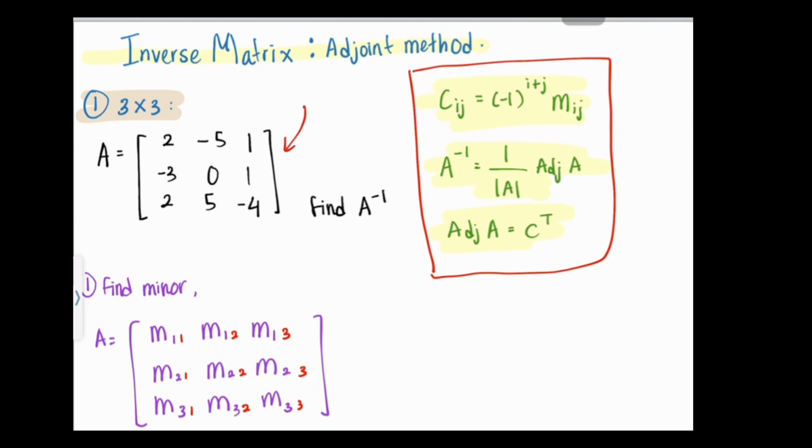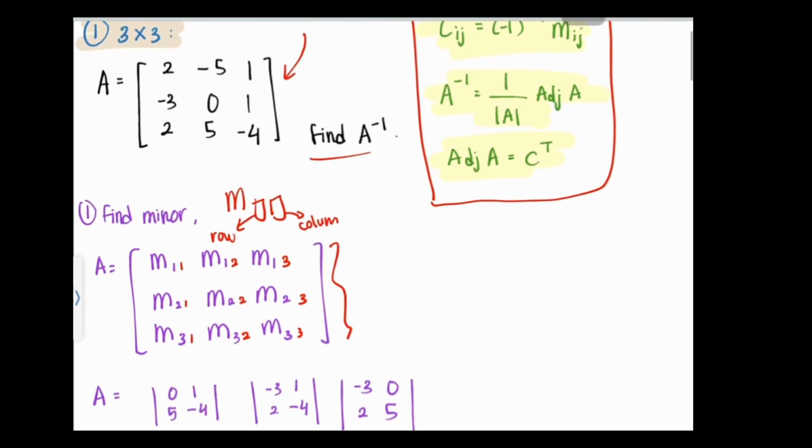Matrix A is 2, -5, 1, -3, 0, 1, 2, 5, -4. So find A inverse. First thing first, you need to find the minor. The minor is symbolized as M, and it requires two numbers. The first number refers to the row, and the second number refers to the column. So how you list all of this is you write M, M, M based on your matrix. Today I will be explaining on a 3 by 3 matrix. So 3 and 3.